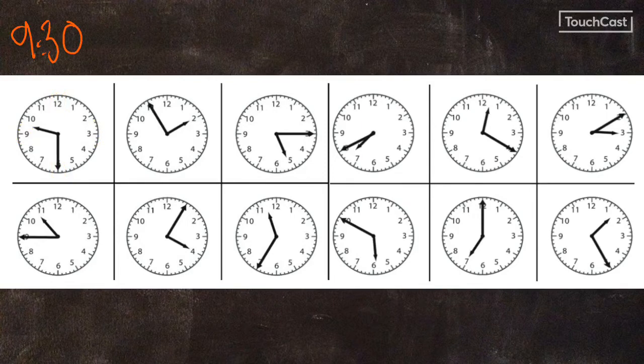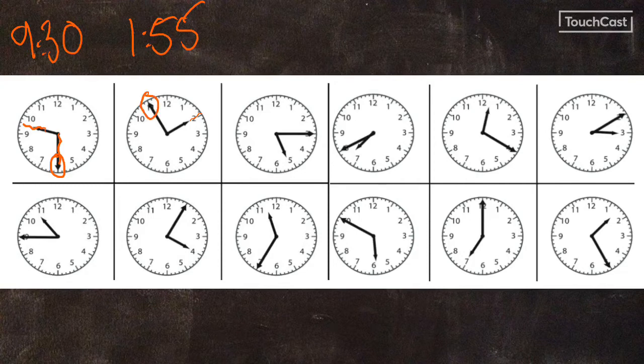You could tell because the hour hand is halfway between the 9 and the 10, and the minute hand is pointing bang on the 6. Over here we had 1:50. You can see the hour hand is just before the 2. Over here we have 1:55. So the hour hand is just before the 2, and the minute hand is pointing to the 11.